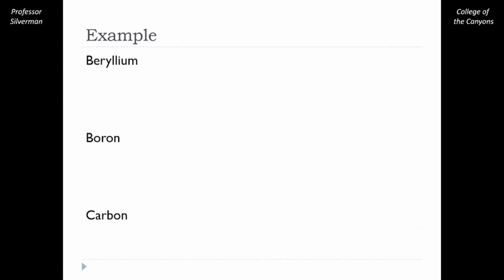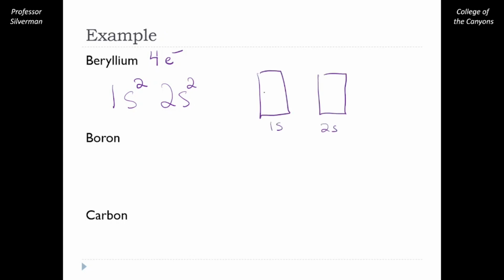For beryllium, now we have 4 electrons. Start in the 1s orbital. We can fit 2 of our electrons in there. Move up to the 2nd floor. We can fit our next 2 electrons into the 2s orbital. Our box diagram is going to look something like this. Our next element is boron with 5 electrons.